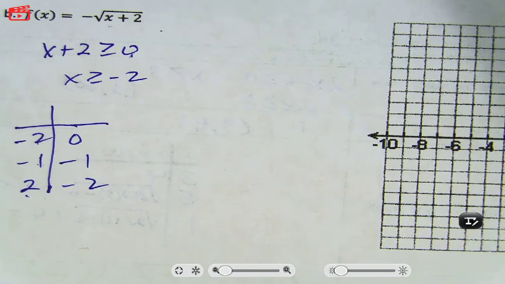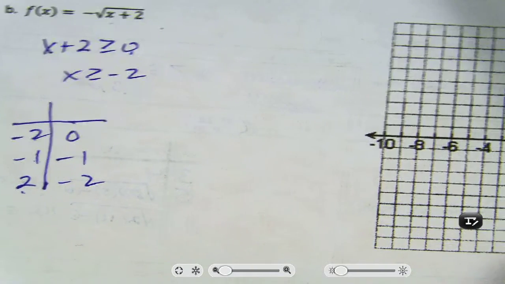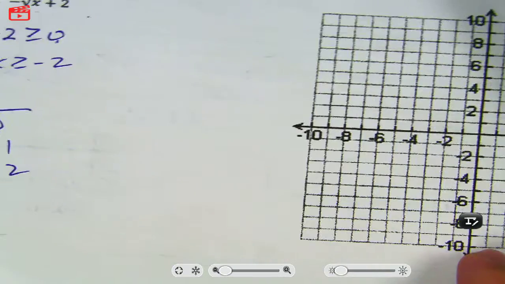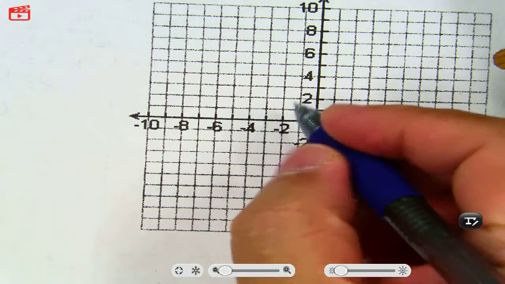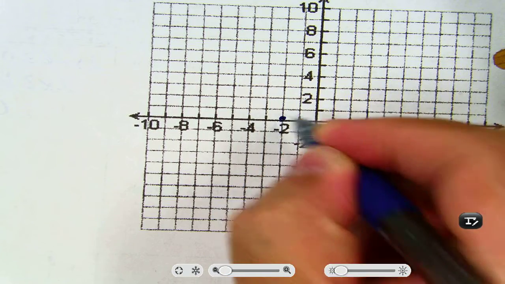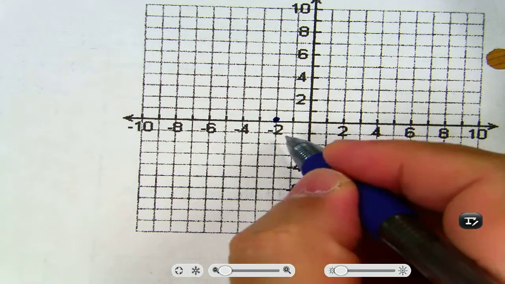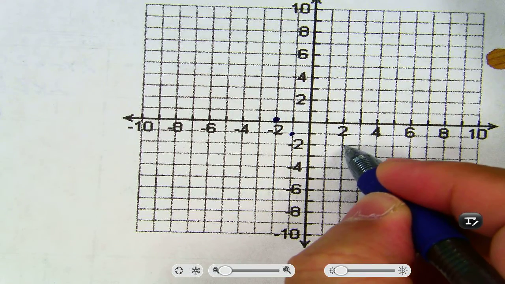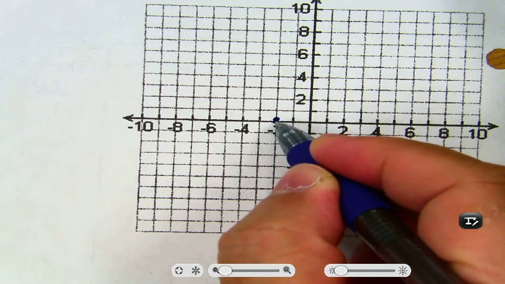Alright, ready? Wait, I'm graphing. Negative 2, 0. Negative 1, negative 1. 2, negative 2. And there we go.